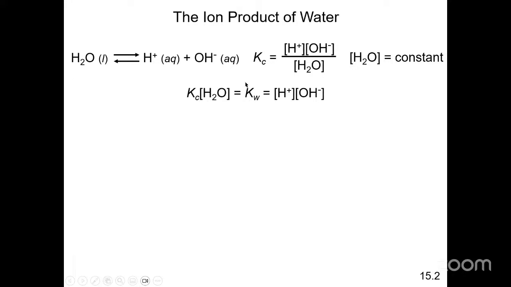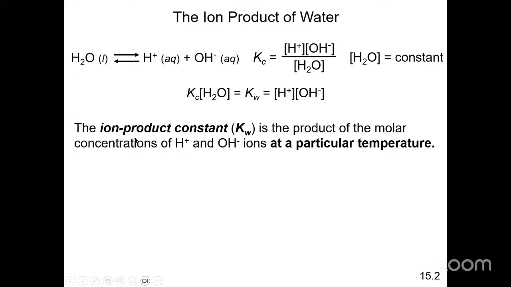And this Kw is a special constant, right? Which is equal to the concentration of H plus times the concentration of OH minus, all right? That Kw has a special name. It's called the ionic product constant, Kw, right?